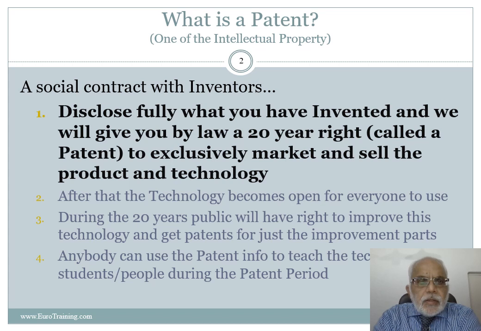Well, a patent is a social contract with the inventors. The society enters into a contract with the inventors. And what is this contract? It says, disclose fully what you have invented, and we will give you by law a 20-year right called a patent to exclusively market and sell the product and technology. So in exchange for full disclosure, the inventor is given a 20-year right to exclusively market and sell the product.